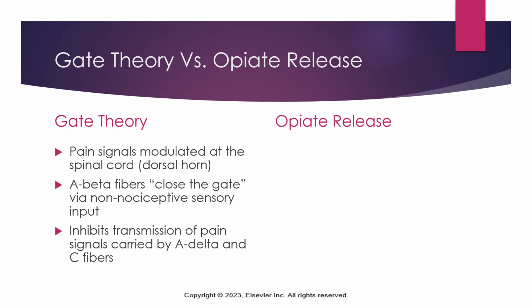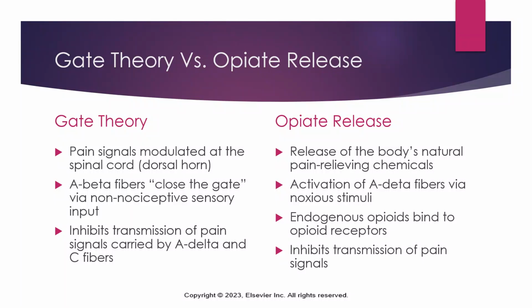Now, one that we've briefly mentioned, but really haven't discussed much of, is this opiate release theory. This theory relies on the body's natural pain relieving mechanisms through the release of endogenous opioids like endorphins to block or counteract these painful stimulus. So electrical stimulation activates a descending pathway in the brain and spinal cord that promote the release of these different chemicals, reducing pain perception.